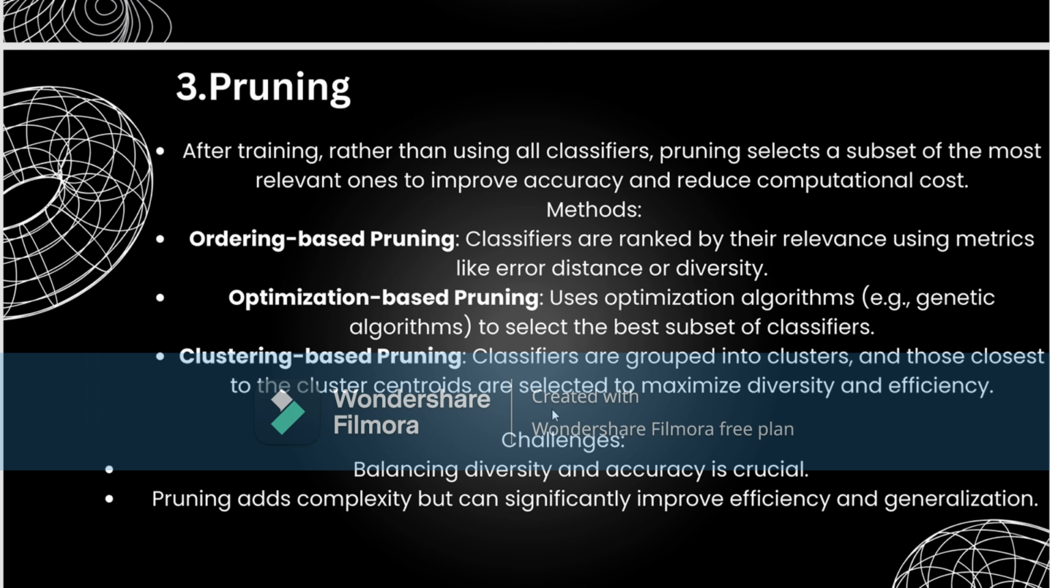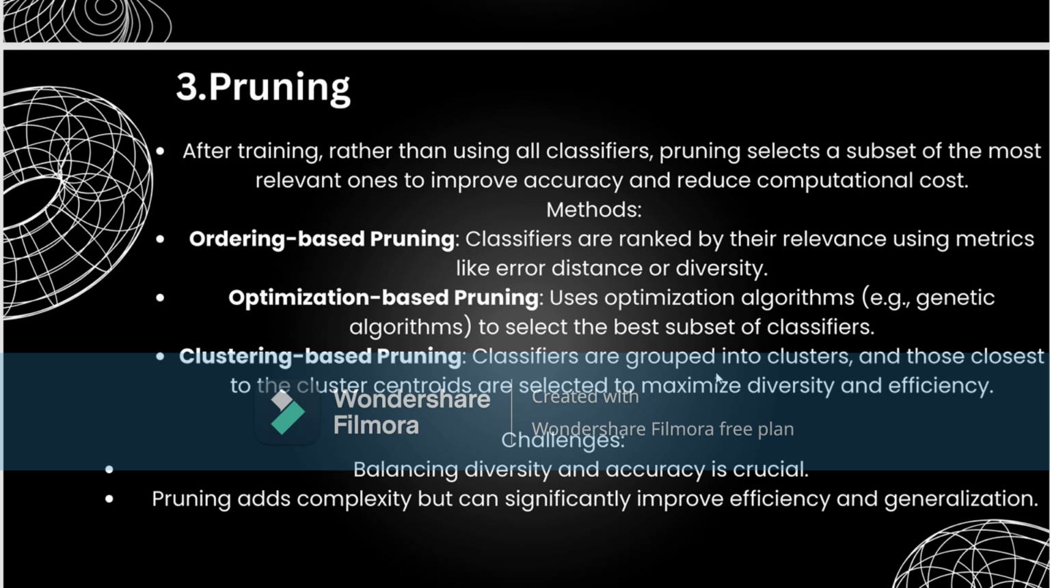And the next one is pruning. After training, rather than using all classifiers, pruning selects a subset of the most relevant ones to improve accuracy and reduce computational cost. Methods: we'll go to order based pruning. Classifiers are ranked by their relevance using metrics like error distance or diversity. And the next one is optimization based pruning. It uses optimization algorithms to select the best subset of classifiers.